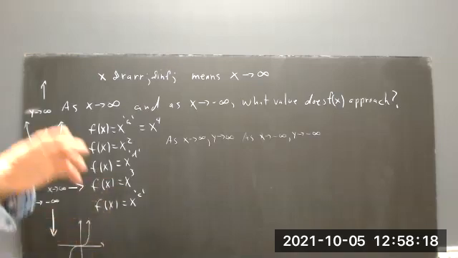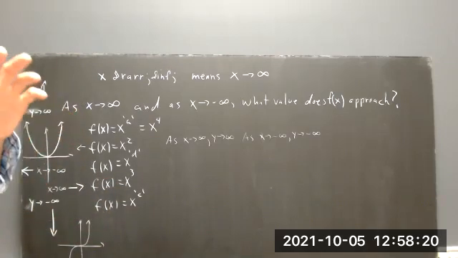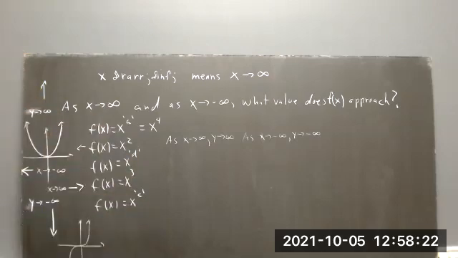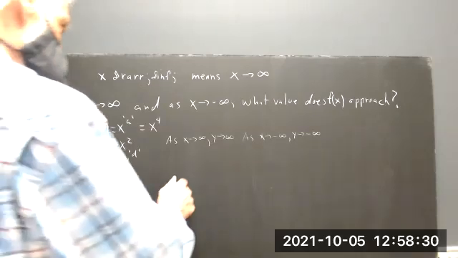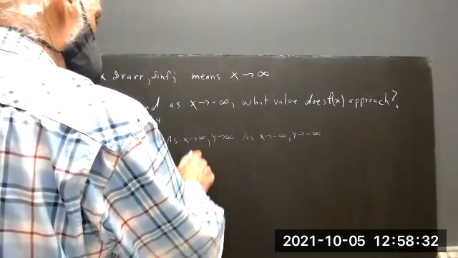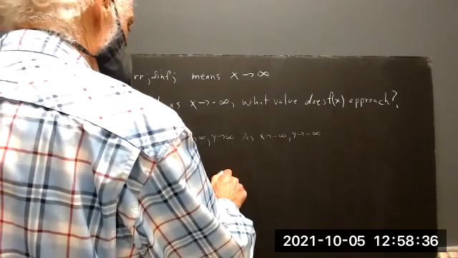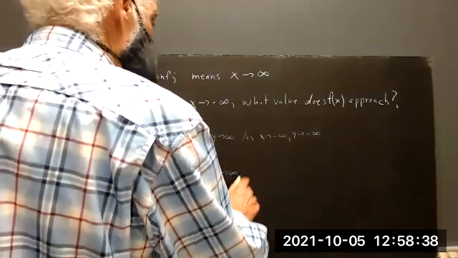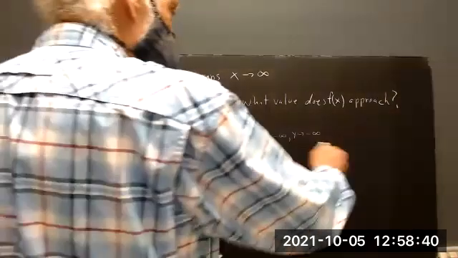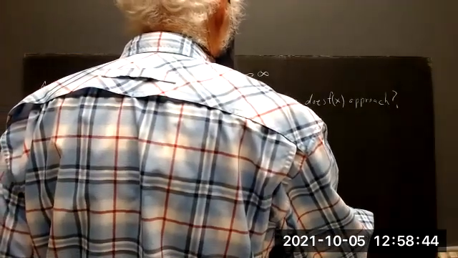Now, if you're simply involved with the basic functions, you understand that. That's why we started the class with basic functions. So I can say, as x goes to infinity here, y goes to infinity, as x goes to negative infinity, in this case, y goes to negative infinity.